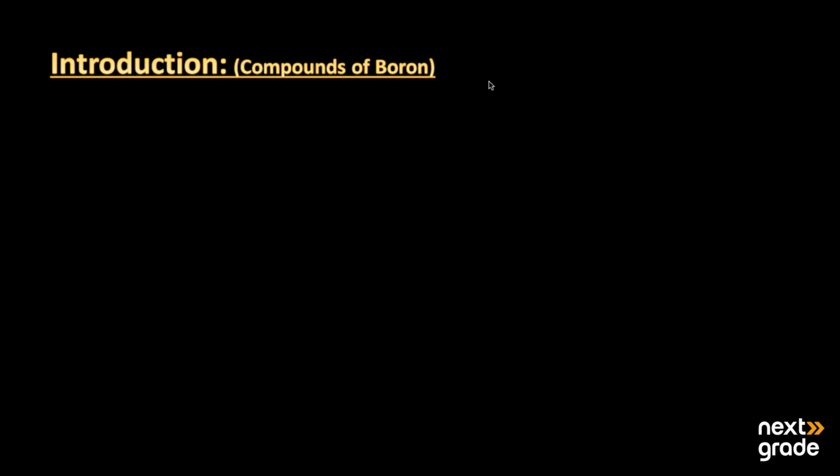So the topic that we will discuss today is the compounds of boron. As we have just studied about boron, it is mainly from group 3A. We can also write it in Roman as III A. Its electronic configuration is 1s2, 2s2 and 2p1. It contains 3 electrons in its valence shell.